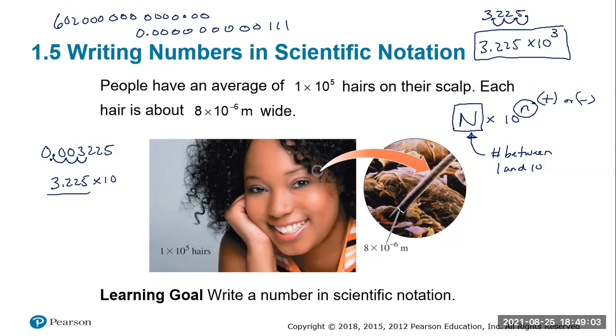Times 10 to the, I did move it 1, 2, and 3 places again, but this is a smaller number, which means it would get a negative exponent. So if you have to move the decimal place to the right, you get a negative exponent. As we saw before, if you need to move that decimal place to the left, you end up with a positive exponent. Any questions on that there?